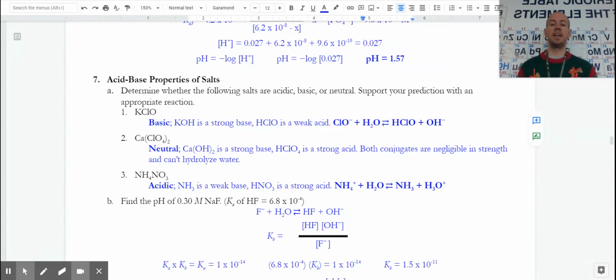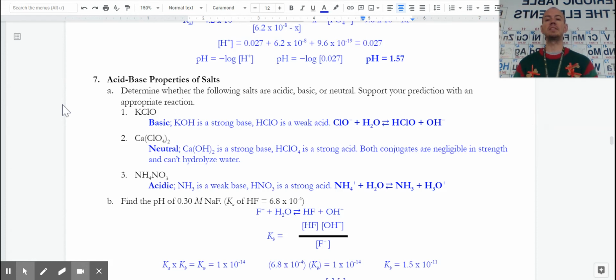On 7A, we are looking at ionic compounds or salts to determine if they are acidic, basic, or neutral. When we are doing that, we're thinking of these salts as the product of a neutralization reaction between an acid and a base. One of our products is water, but the other is an ionic salt with a cation that came from our base and an anion that came from our acid. By thinking about what those acids or bases are, we determine: is the salt itself acidic, basic, or neutral?